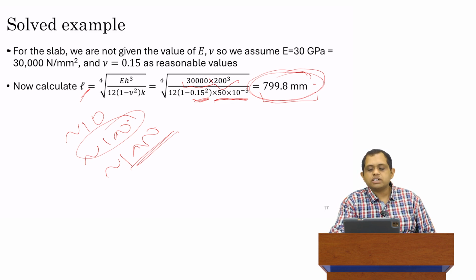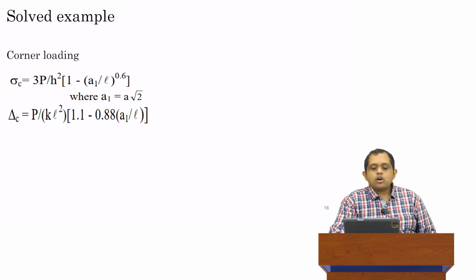And typically that unit conversion is the most common source of calculation error. Okay, so now that we've done those preliminaries, we've calculated L and we've calculated A. Now we can calculate the actual value of stress and displacement.